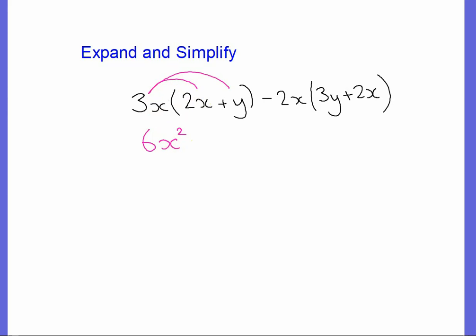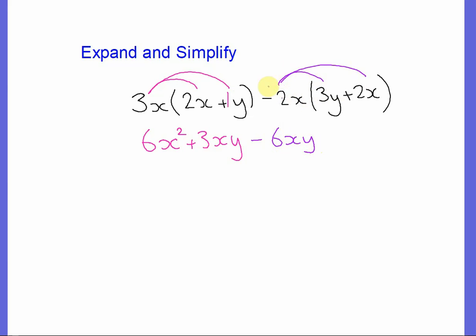3x times y, well, the x and the y, they just go next to each other. We can hide the times sign. Remember, there's a 1 there. So 3 times 1 is 3. And you can see that this is a positive. Okay, so we've got negative times a positive, negative. 2 3s are 6. We've got x times y. They're not repeated letters, so we just put them together.